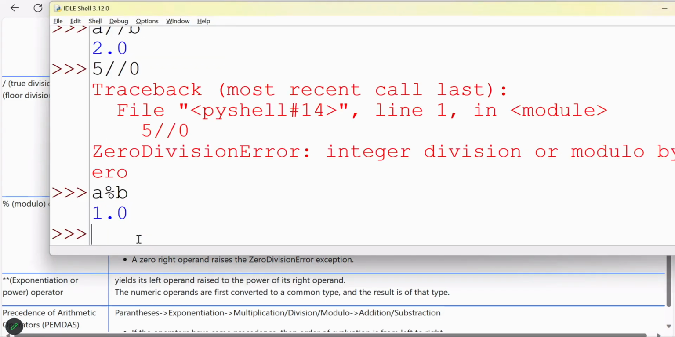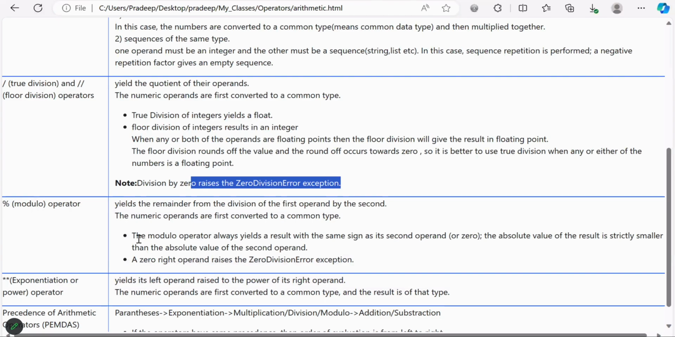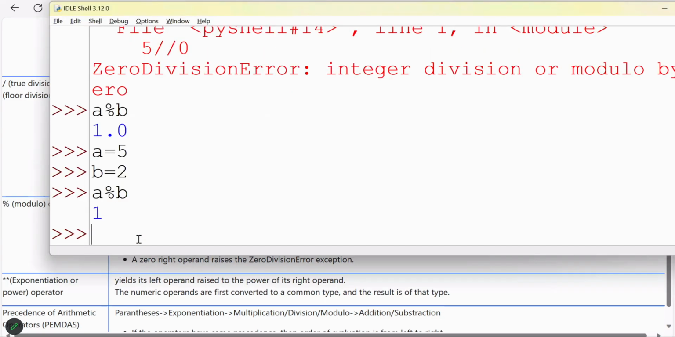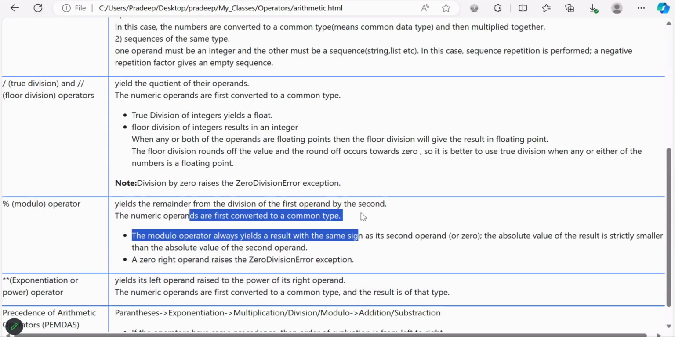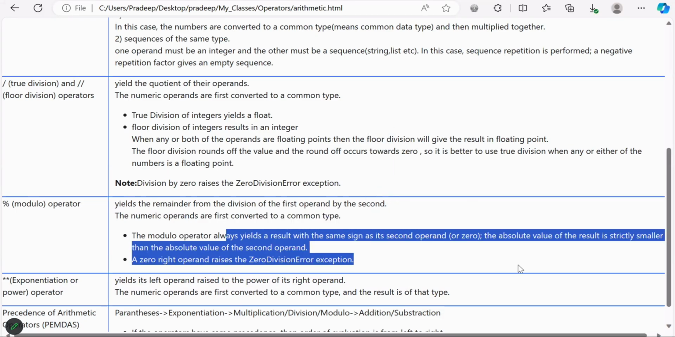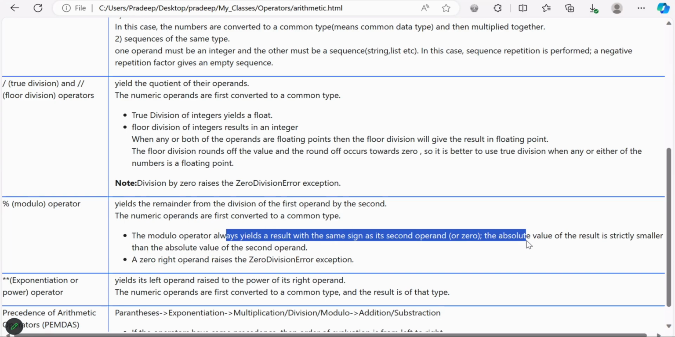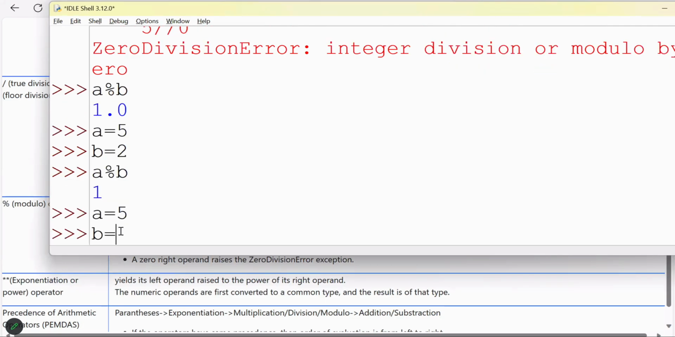If one is floating, it will convert the other to floating, and the final result is floating. So numeric operands are first converted to a common type. The modulo operator always yields the result with the same sign as its second operand. In this case, the second operand is B. For example, if I take A is equal to 5, B is equal to minus 2.